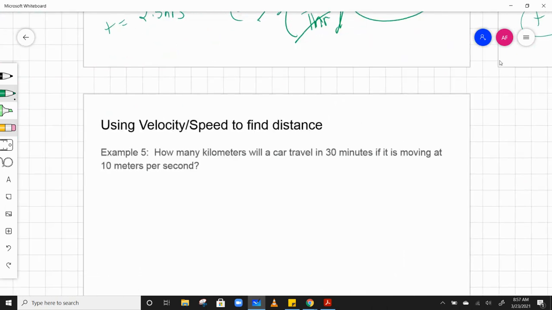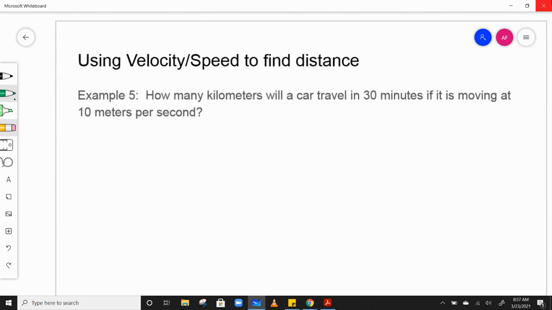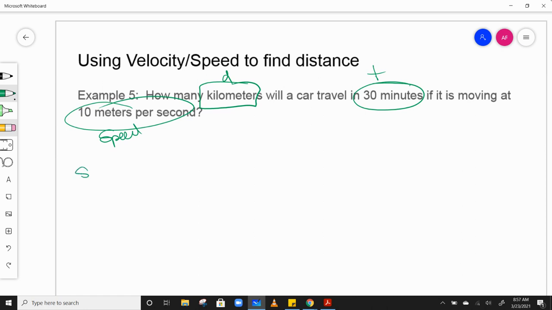Okay, last one here. Kind of putting it all together. So how many kilometers? So we're looking for a distance. Will a car travel 30 minutes? So that's time. It's moving at 10 meters per second, so that's speed. So speed, 10 meters per second. Time is 30 minutes. And we want to know distance, but we want to know it in kilometers.